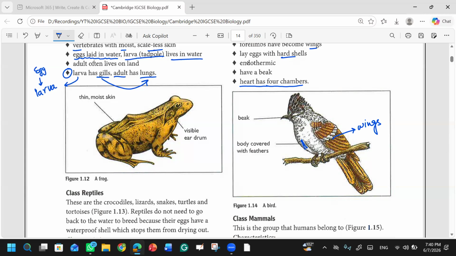They are endothermic. Endothermic means, you know the difference between ectothermic and endothermic? I am talking about biology, not chemistry. Endothermic simply means they generate their own body heat. They generate their own heat through different chemical processes within them. What I am saying is that they maintain a high temperature within their body.